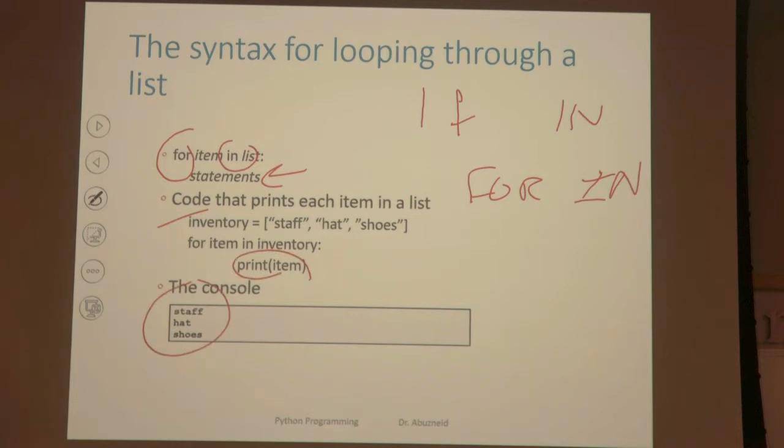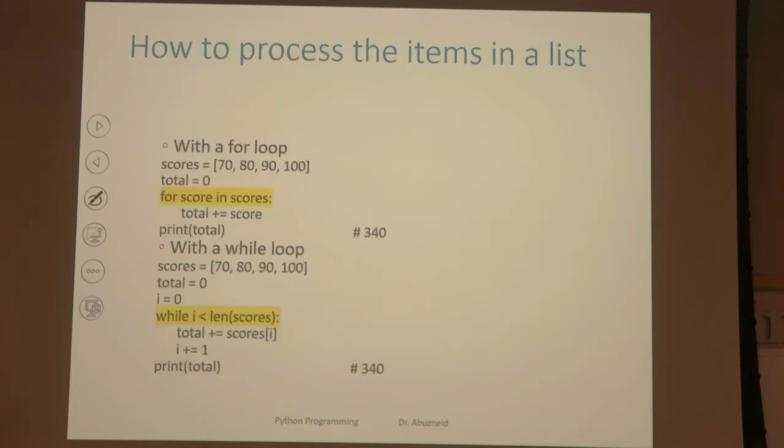You could, remember if n and for n for looping. How about with a for loop? So scores, this is our scores in here. The total is 0. The point in here, I need to add the scores. So for score in scores, I'm adding all the scores I see in here, print the total. It gives me 340. So if I add 70 plus 80 plus 90 plus 100, it gives me 340.